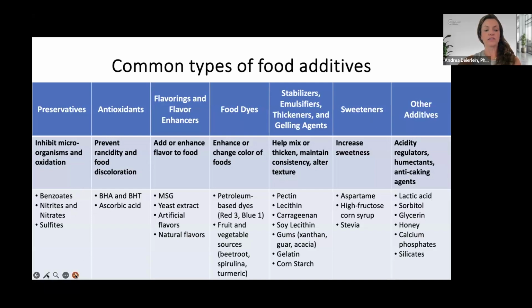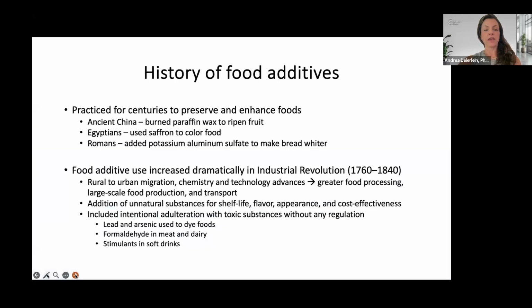So, food additives, we've been using them for centuries. You can look back at any accounts by food historians, and you'll see that the addition of different substances to our foods has been practiced for centuries, as ways to preserve foods. So when they would have crops and want to save them for winter months, salting or smoking foods to preserve them, as well as enhancing their flavor.